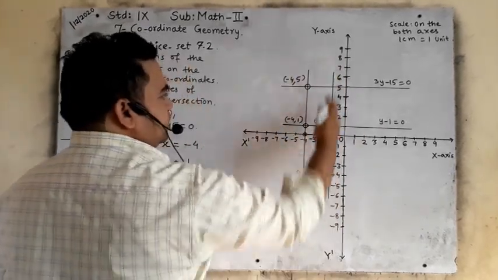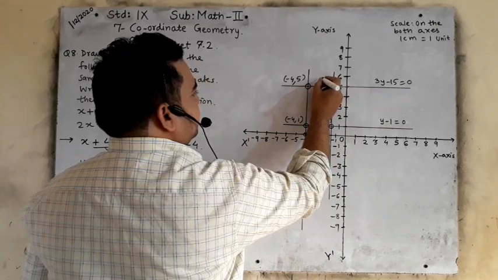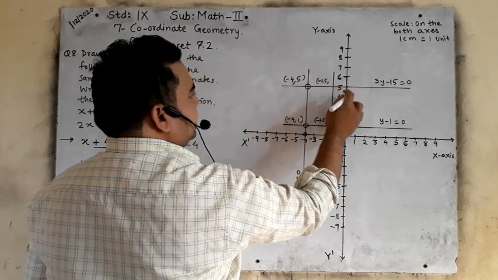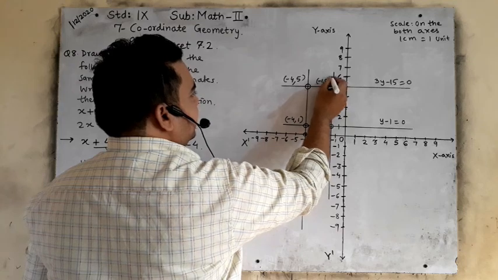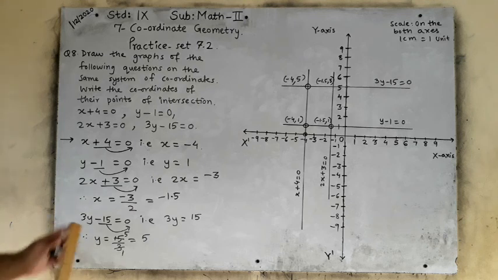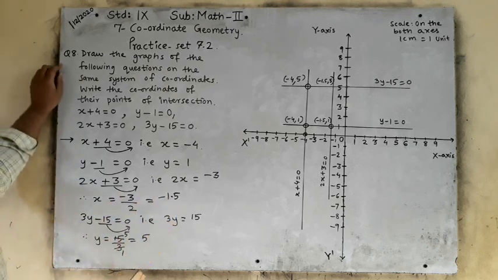See this line also now. So x coordinate is minus 1.5 and y coordinate is 5. Is it clear? So this is how you have to write the point of intersection of each other. So this is question number 8.